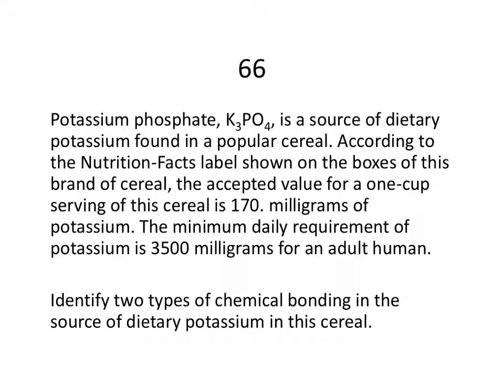So in this one, they want you to identify two types of chemical bonding in the source of dietary potassium. This is the source that we are looking at. There are only three types of chemical bonding: covalent, ionic, and metallic. Let's first eliminate what we know cannot exist.